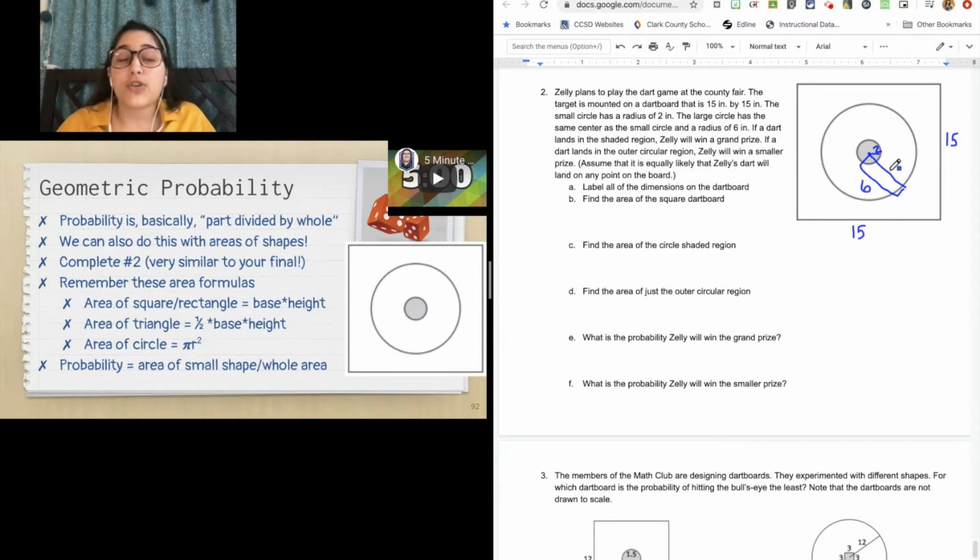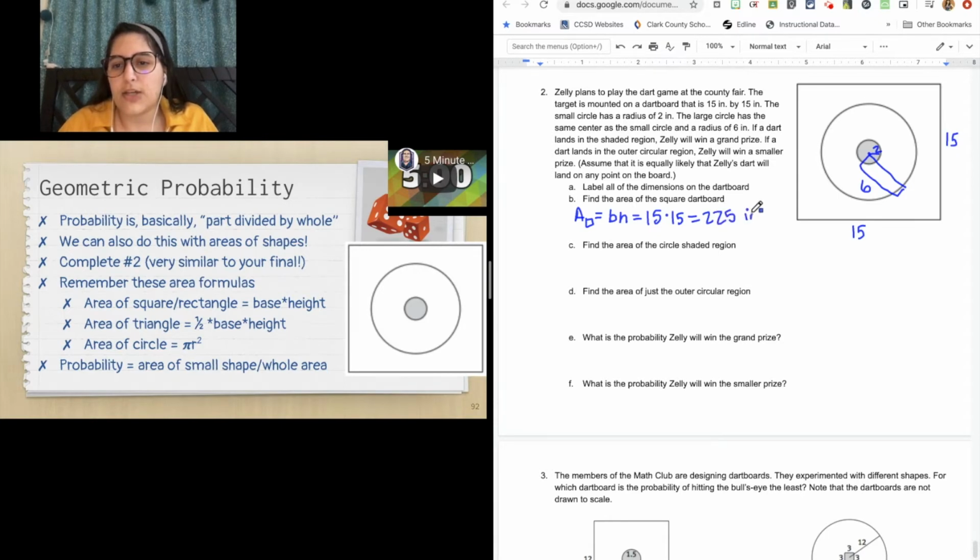Okay, so there are 3 shapes here. In order to find any areas, in order to find probabilities, we have to find areas first. So let's find the area of these 3 shapes here. So the area of my square dartboard is, the area of a square is base times height, which is 15 times 15, and that is 225.